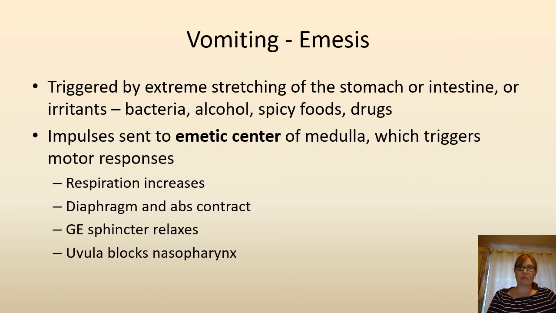So the medulla has a special center which triggers motor responses. It's known as the emetic center, and that is going to trigger autonomic responses. We all have thrown up at some point in our lives, and the things that happen: you start to breathe faster, the diaphragm and abs start to contract, the GE sphincter actually relaxes. It's not supposed to do this, but in a vomiting situation it will. And so food can now enter into the esophagus where it normally wouldn't. And then the uvula will block the nasopharynx to prevent vomit from coming out the nose.